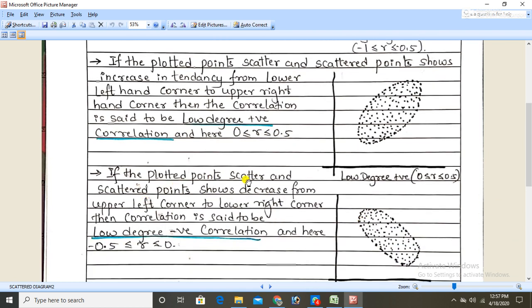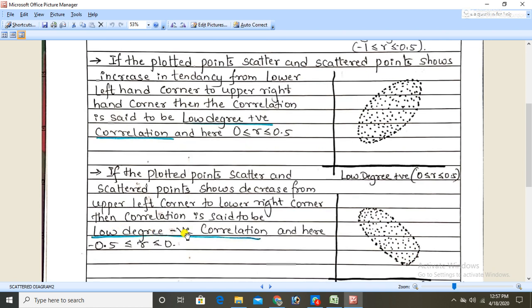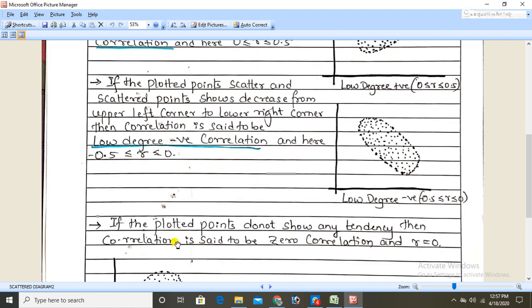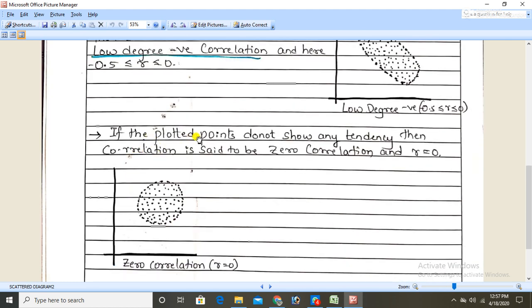If the plotted points are scattered and show a decreasing tendency from the upper left corner to the lower right corner, this type of correlation is low degree negative correlation. Here -0.5 is less than or equal to r, and r is less than or equal to 0.